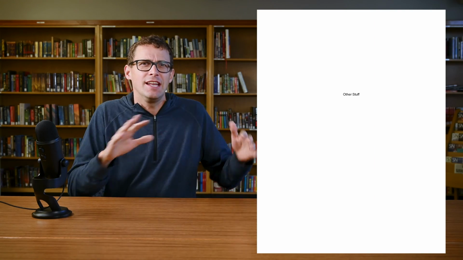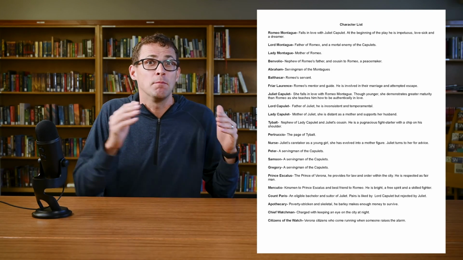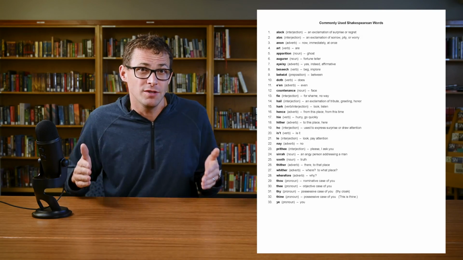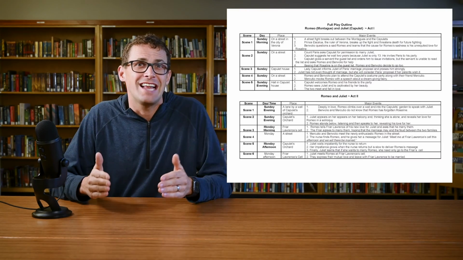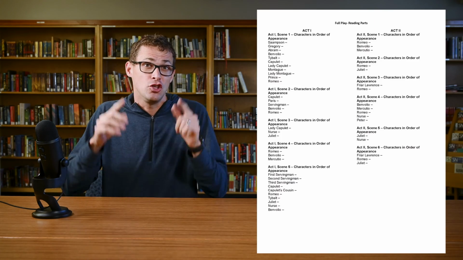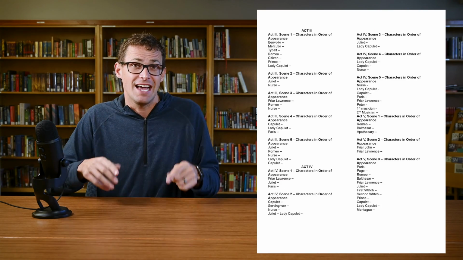And finally, I have a bunch of stuff that didn't really belong anywhere. Other stuff includes a complete character list to keep kids tracking, a glossary of weird Shakespeare words that trip people up, a chart-based outline of every act and scene, and finally, a list of all the reading parts that you need to get covered if you are running this as an in-class read-aloud like I do. So that's 124 pages. Like I said, it's a lot. Bottom line, there is a lot to choose from here.